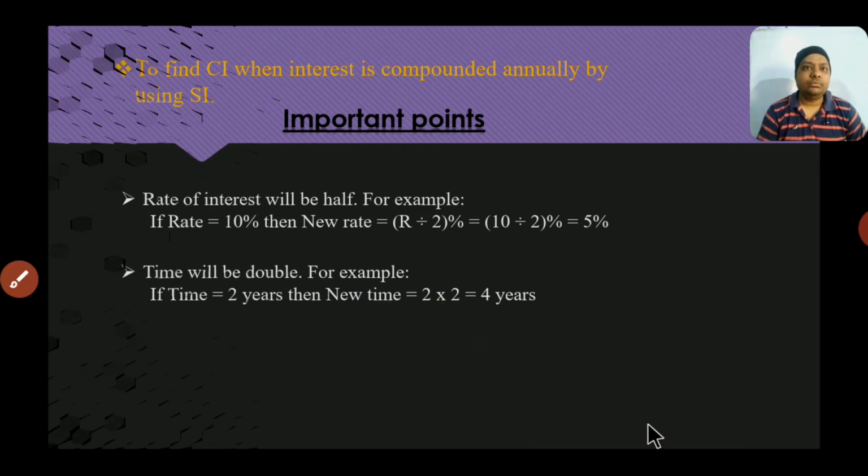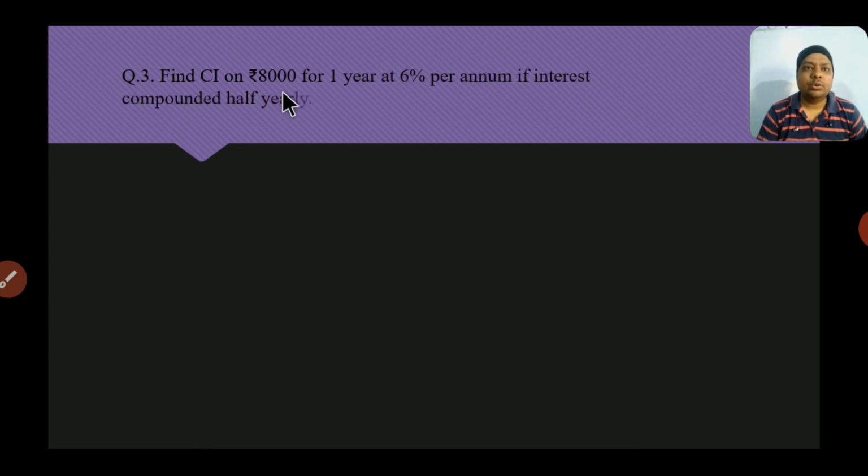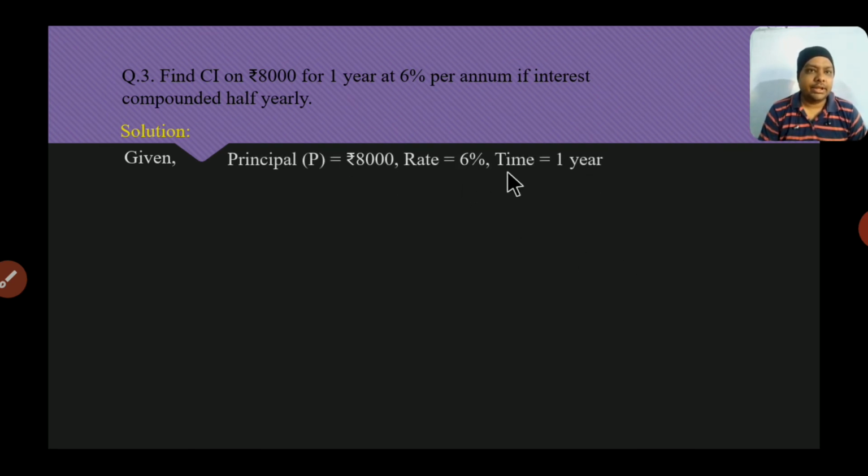Now let's solve the questions based on it here. Now we have to find the compound interest on rupees 8,000 for 1 year at 6% per annum. If interest is compounded half yearly. So at first we will add what is given. Everything is given. Principal, rate, time. But here it is written half yearly, it means if the interest is compounded half yearly, rate will be half and time will be double. So the new rate and new time will occur.